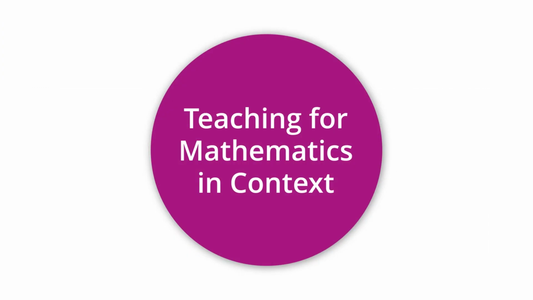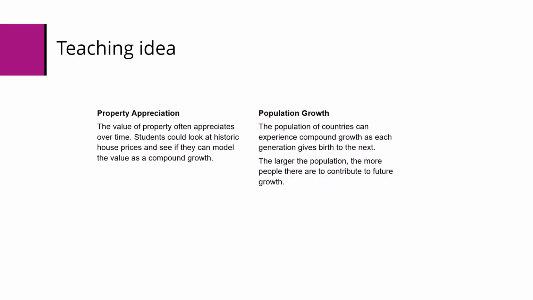Let's think about some ideas for teaching this in maths in context. You are probably aware of the idea of a savings account as a good way in, but other ideas include property appreciation. The value of property often appreciates over time, and students could look at historical house prices and see if they can model the value as compound growth. Similarly, population growth: the population of countries can experience compound growth as each generation gives birth to the next. The larger the population, the more people there are to contribute to future growth.